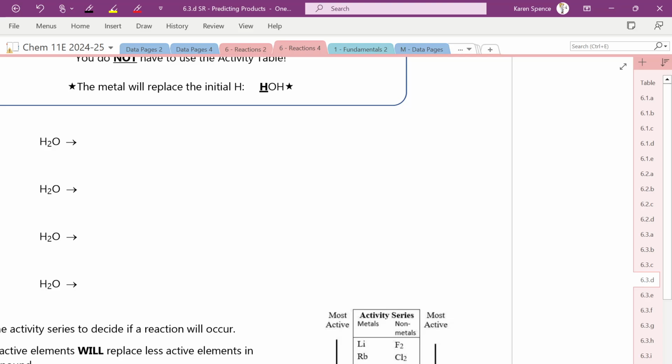Okay, so wait, type? Oh, it's like a single replacement. Single replacement metal, single replacement non-metal. That's what it means by type.